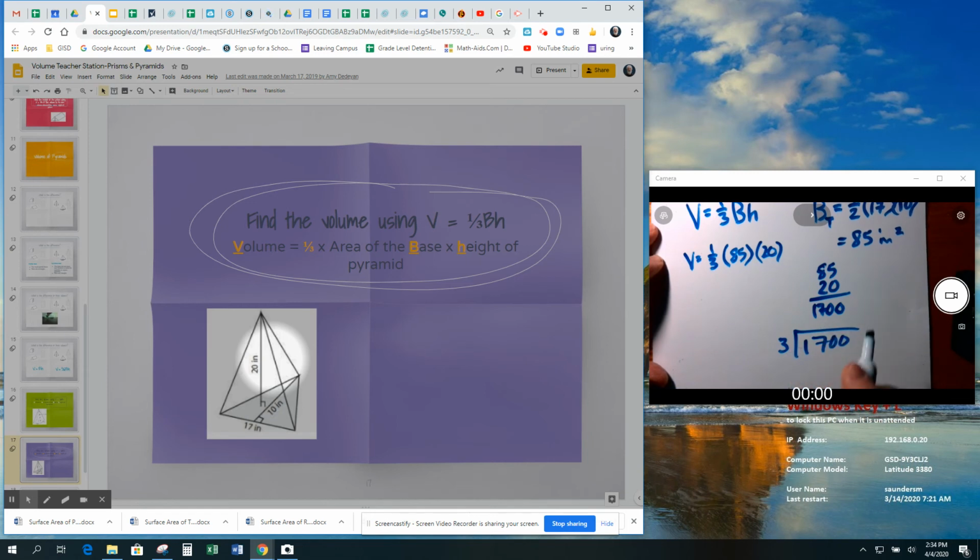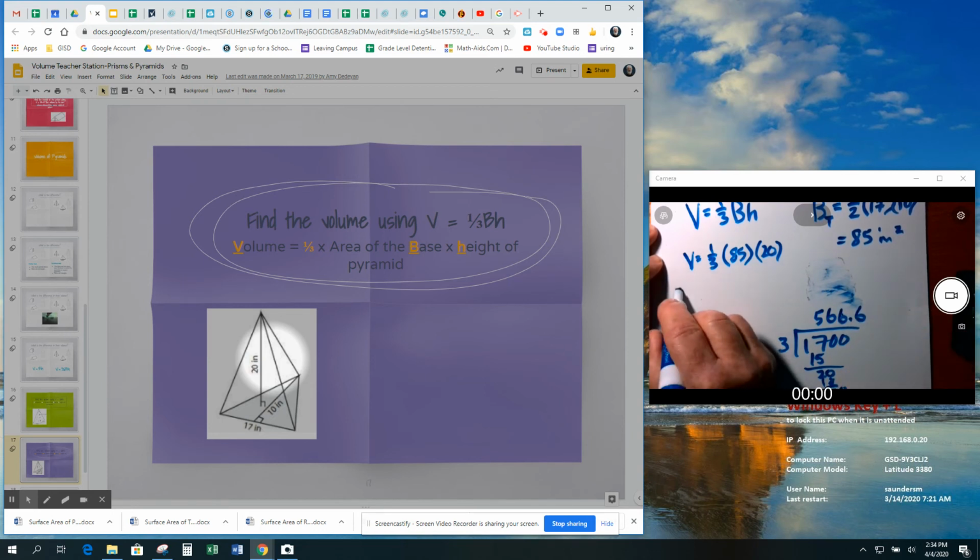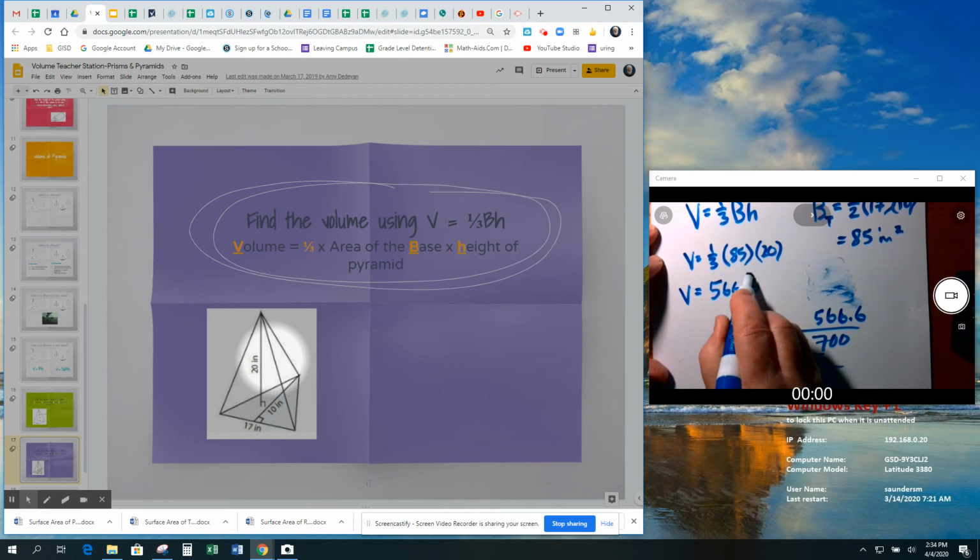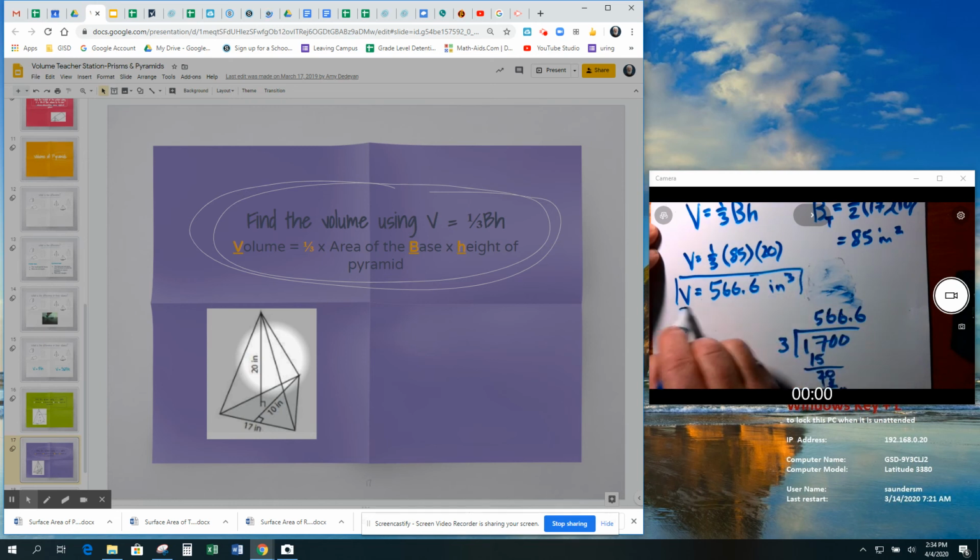So 3 goes into 17 5 times. 5 times 3 is 15. So subtract, I get 20. That goes in 6 times, 18. So I'm going to get repeating 6s, 566.6. So volume equals 566.6 repeating inches cubed. And there you have it.